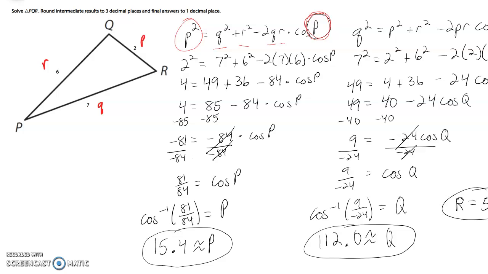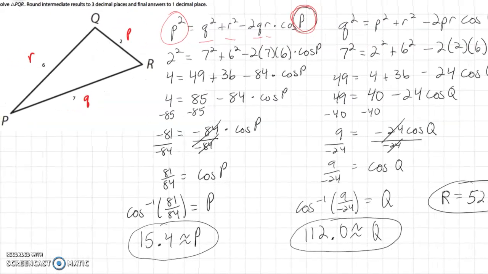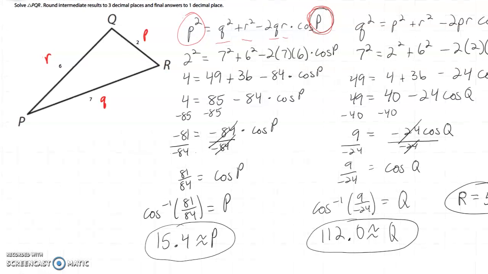All right, so moving on, what I found out was that I had to use law of cosines twice to find another angle.